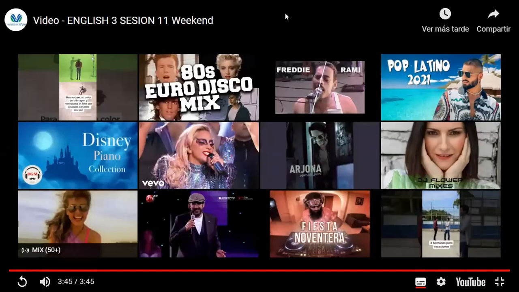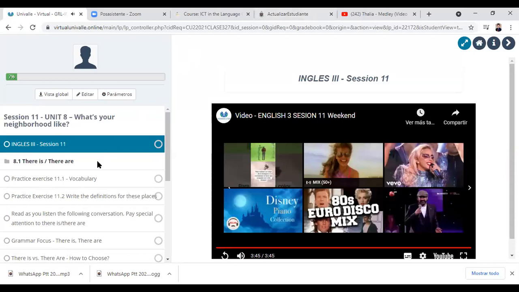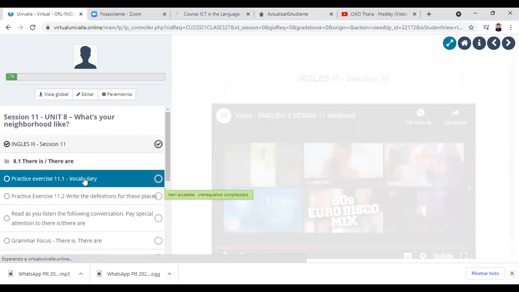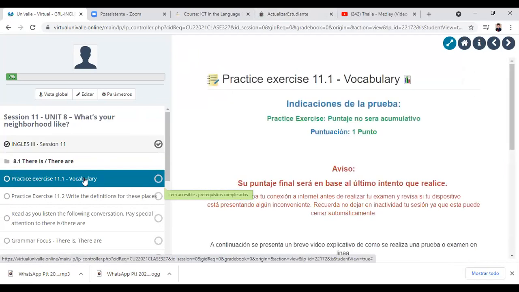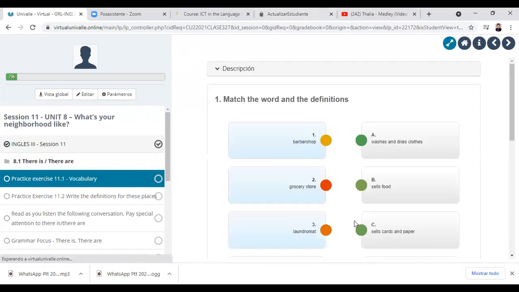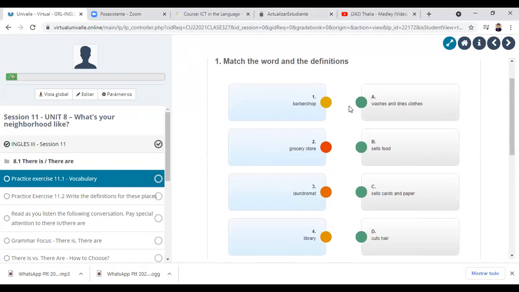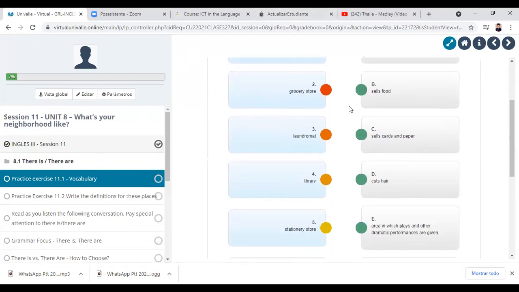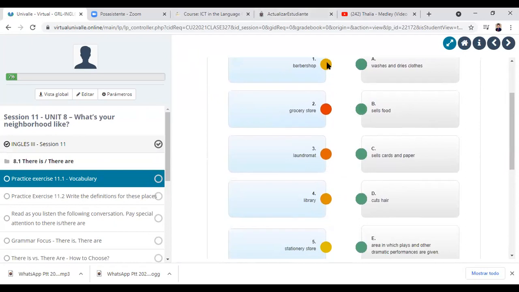Thank you very much for your attention. So we're gonna go ahead and make those vocabulary practice exercises. Okay, let's remember these are not cumulative. However, those kinds of exercises help us to improve our knowledge. We're gonna match the words and the definitions. Barbershop will definitely go with cut hair.